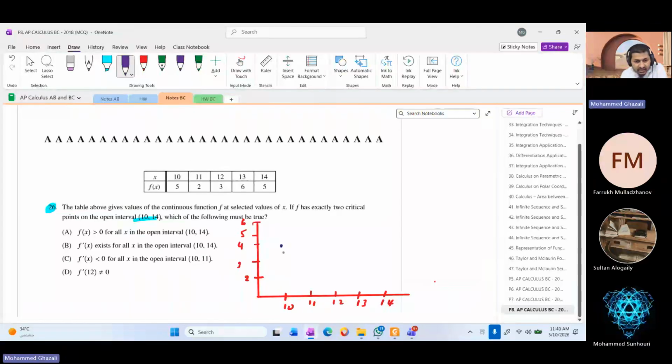All right, so this is 10. 10 is 5, right? The value is 5. 11 is 2. 12 is 3. 13 is 6, right up, and 14 is 5. So I'm just doing one possible graph.